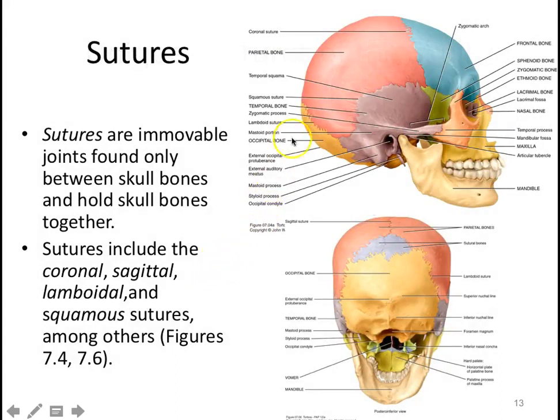Okay. So sutures are immovable joints between skull bones. And again, you can ignore these figure numbers. Those are from an earlier textbook. We're not adhering to a textbook during this class. But basically, the sutures that we see here: we have our coronal, sometimes called the frontal suture. We have a sagittal suture going down the middle, a lambdoid suture in the back, and a squamous suture on the side.